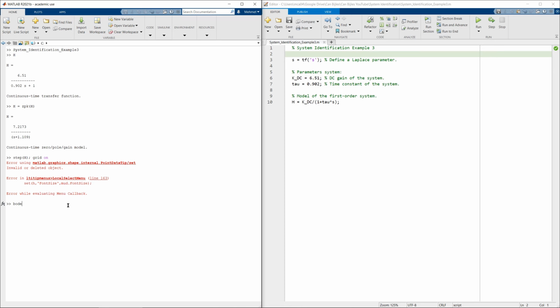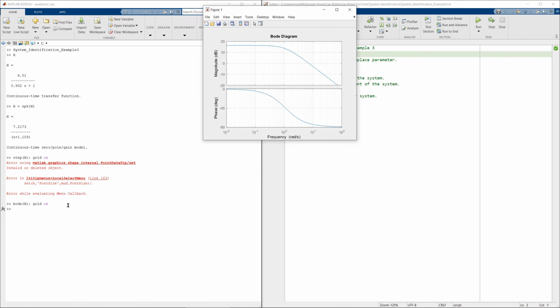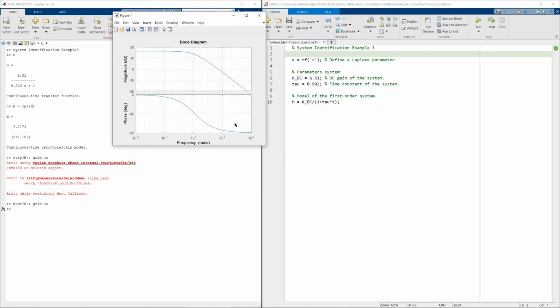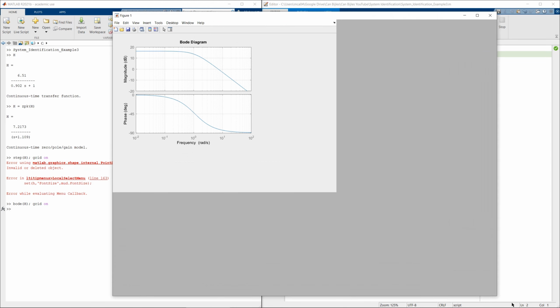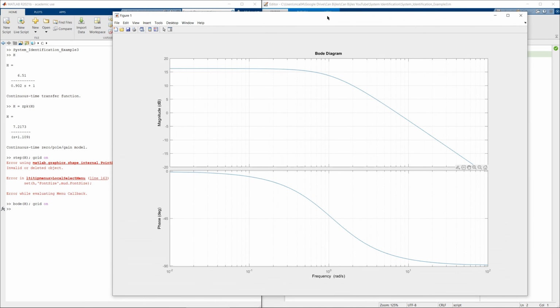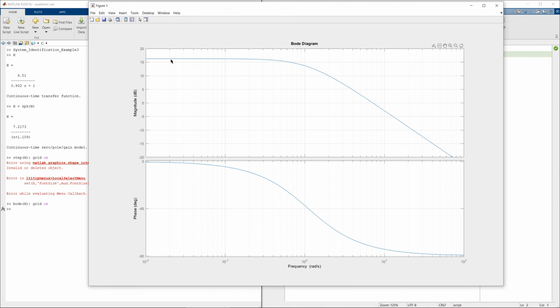So let's also check the Bode plot. Let me make Bode and then h and then grid on. And let's also check that. So this is the Bode plot. Let me make it larger. So this is the Bode plot. What I see is again the DC gain is approximately 16.3. Also make it larger.